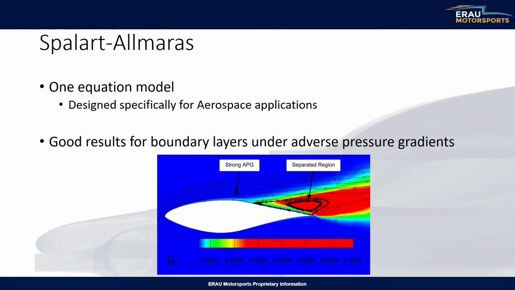Spalart-Allmaras is a one-equation model designed specifically for aerospace applications, and it has been shown to give good results for boundary layers subjected to adverse pressure gradients. However, for most aerodynamic applications, K omega SST is often preferred, and is what we will be using.